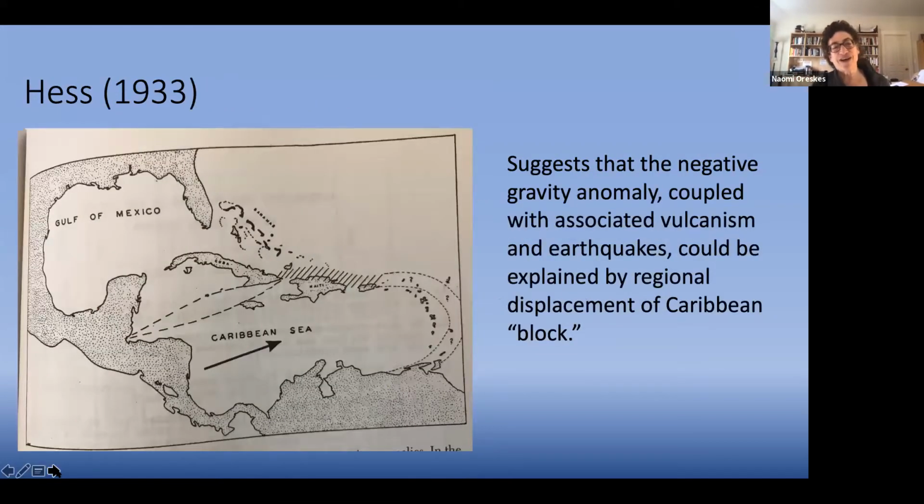And so Hess makes this very simple sketch to explain what he thinks he's seeing in the Caribbean. So you can see on this sketch that on the right-hand side is the gravity anomaly with the earthquake epicenters also noted. And he just has this kind of schematic, the idea that this thing in the middle, the Caribbean Sea, that there's some kind of crustal block that is moving to the east. And so he calls it the Caribbean block, and he says the Caribbean block is being displaced, and that displacement is what explains this zone of compression and tectonic activity, volcanism, and earthquakes.